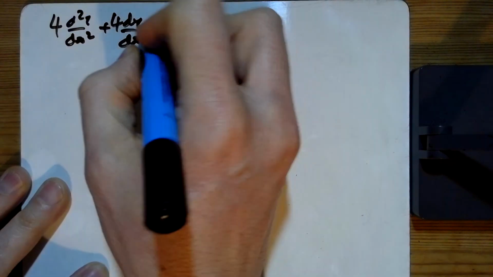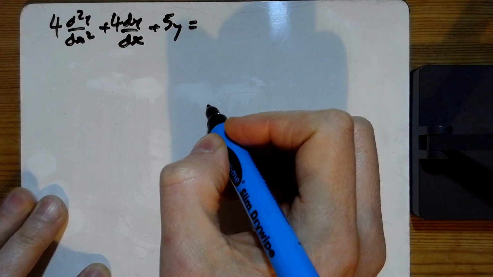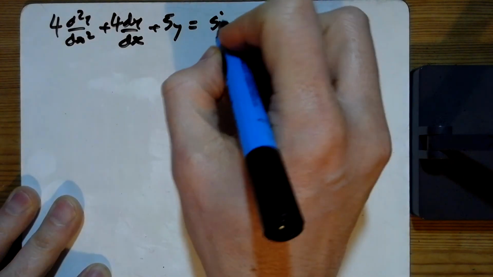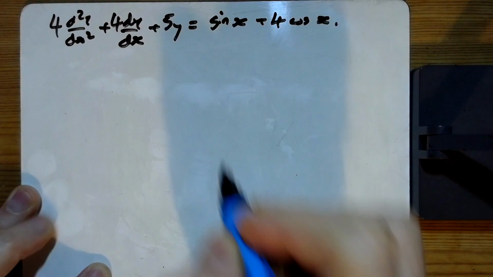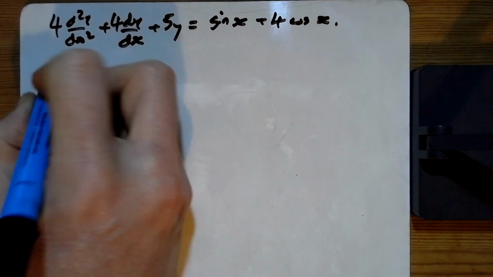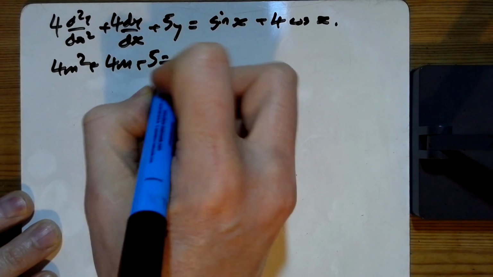And number 5, on the left hand side, what's this equal? This is equal to, we got some trig on the right, sine x plus 4 cos x on the right there. The auxiliary equation here, 4m squared plus 4m plus 5 equals 0.